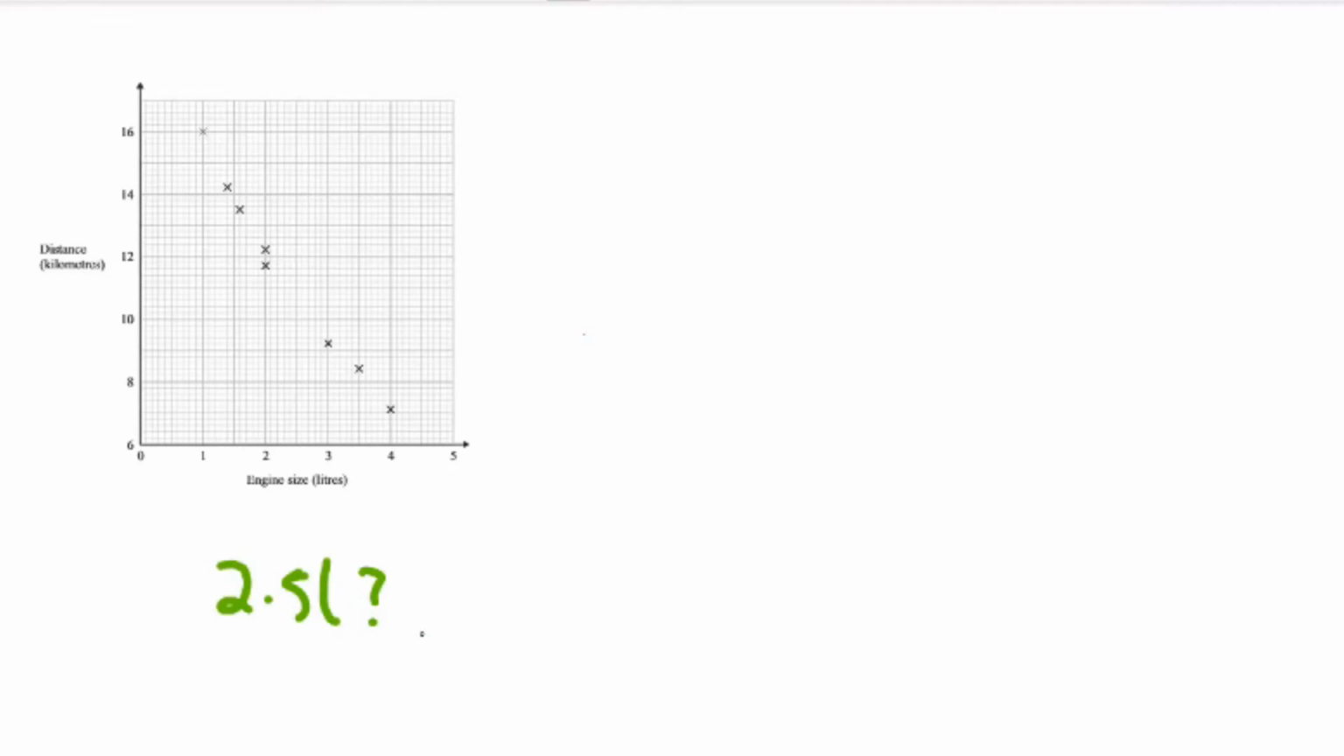Alright, so firstly for the correlation, we'll call it a strong negative. Negative because it's going from the top left to the bottom right, and as we can see, the points are more or less making a straight line as it is.